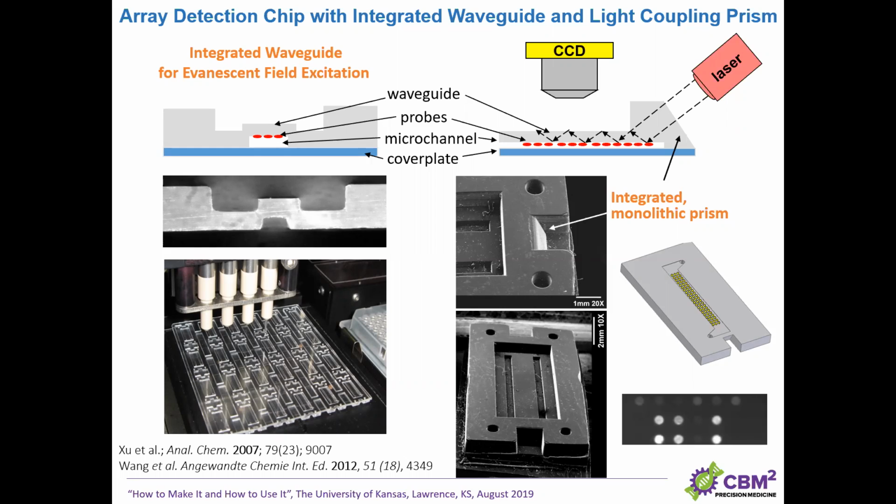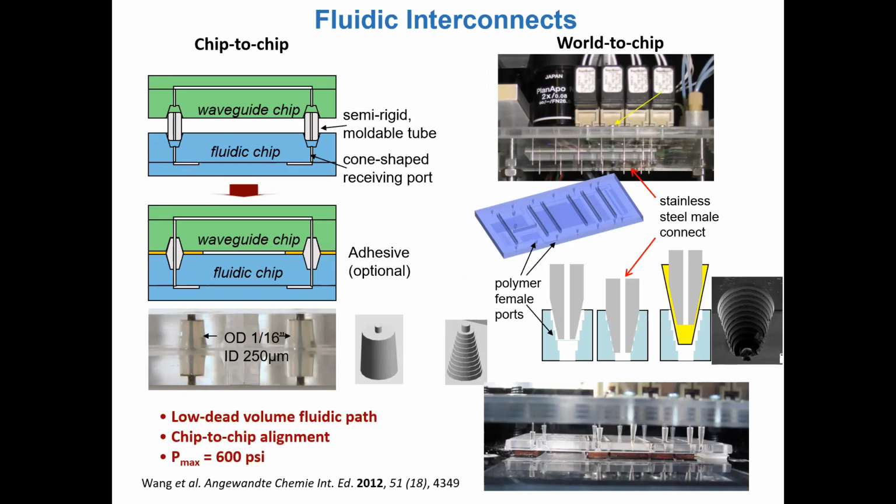And this is an example from Professor Soper's lab, where we're using this array detection chip with the embedded waveguide and light coupling prism. So you see that this coupling prism required producing angled structures. It's a very useful tool when you're thinking about connecting different chips together and making different interconnects, or actually connecting the outside pumps and valves to the chip. You can make different types of inlet ports that can be easily replicated in thermoplastics.